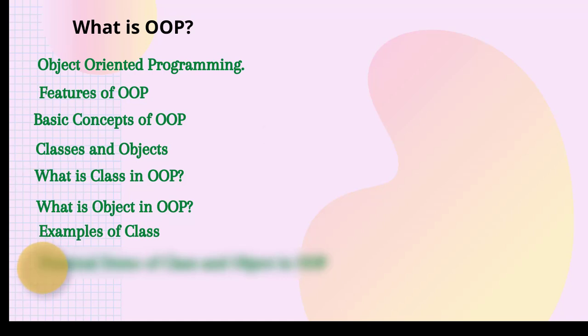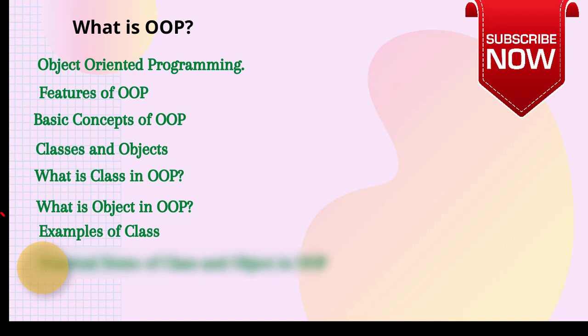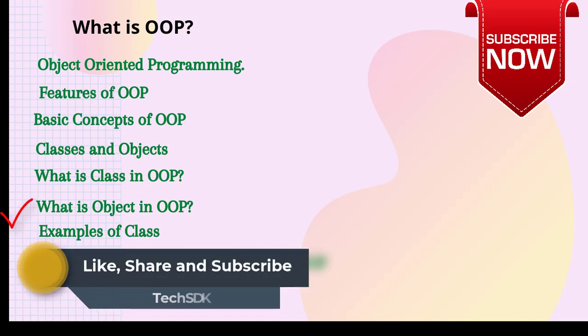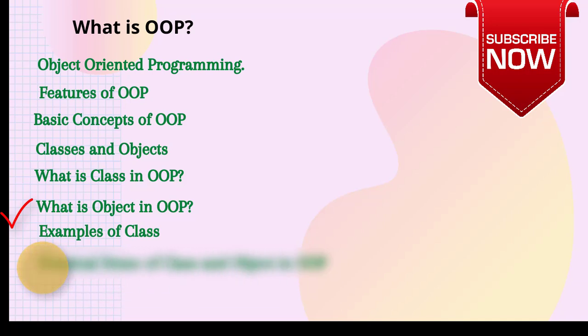So now we come to the second part. What are objects? Object is basically a variable of a class. We use the objects to access the features or functionalities of the class.